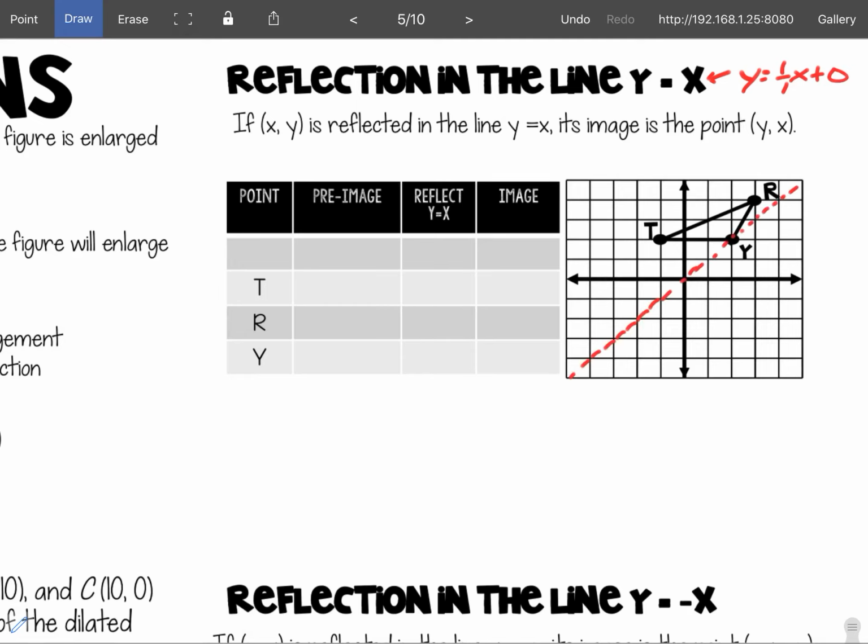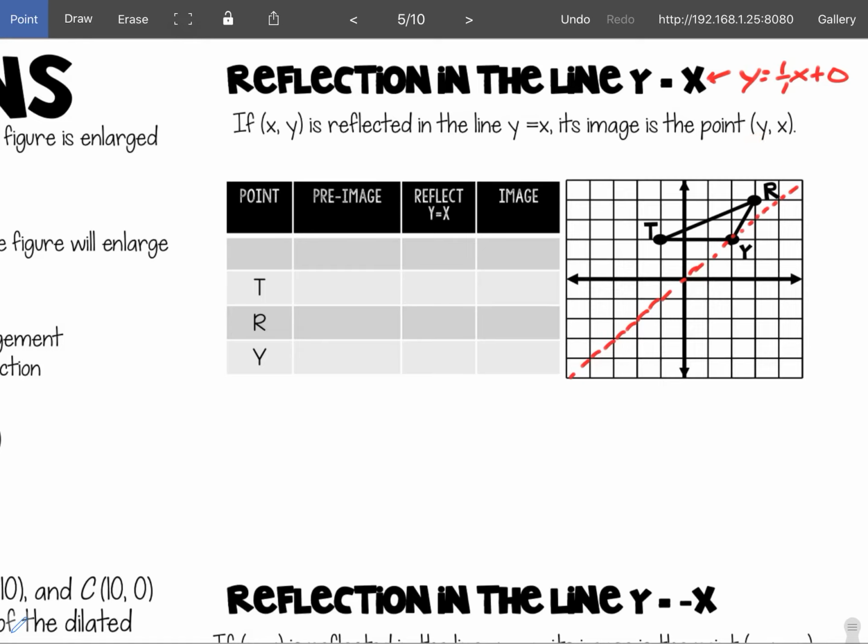So it's that diagonal red line right there. Well, then the rule is not too bad. If you look at the rule, it just says take the point (x, y) and flip the coordinates. You make the y value the x value and the x value the y value. So you just reverse the coordinates.